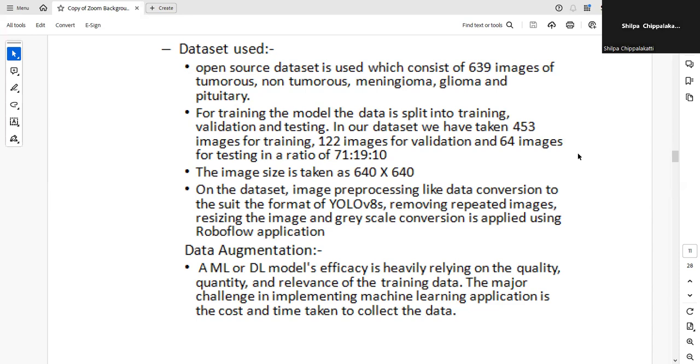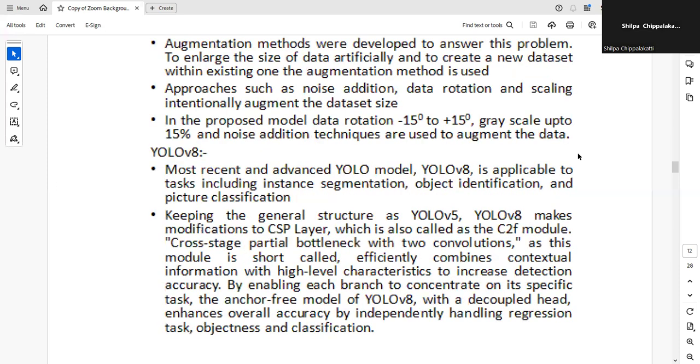On the dataset, image processing like data conversion to suit the format of YOLO V8s, removing repeated images, resizing the images, and grayscale conversion is applied using the Roboflow application. The next stage is data augmentation. The data augmentation method is used to enlarge the size of the dataset artificially and to create a new dataset within the existing one.